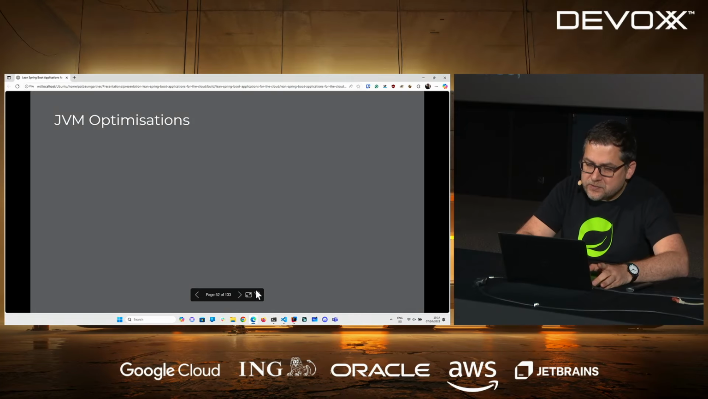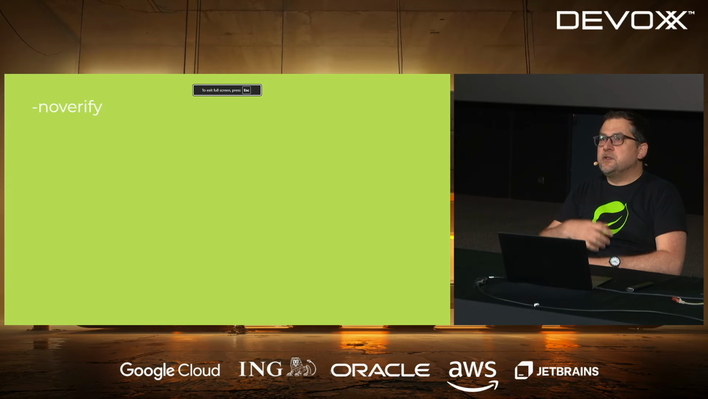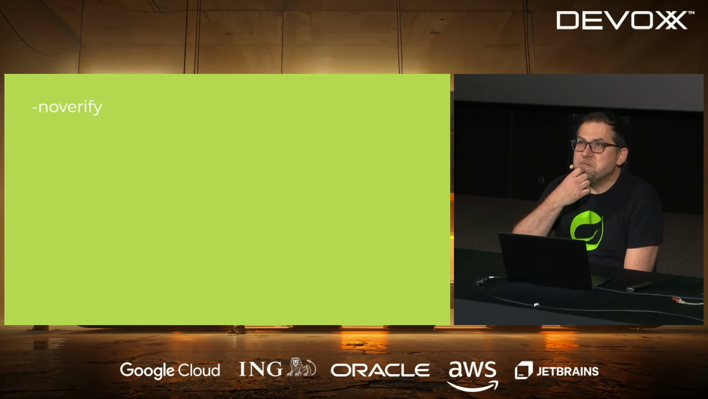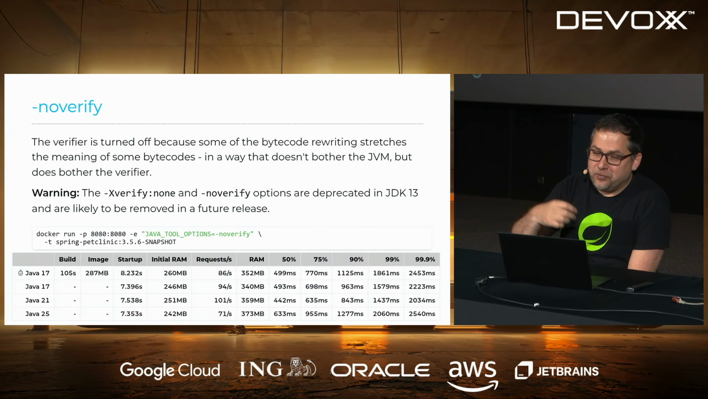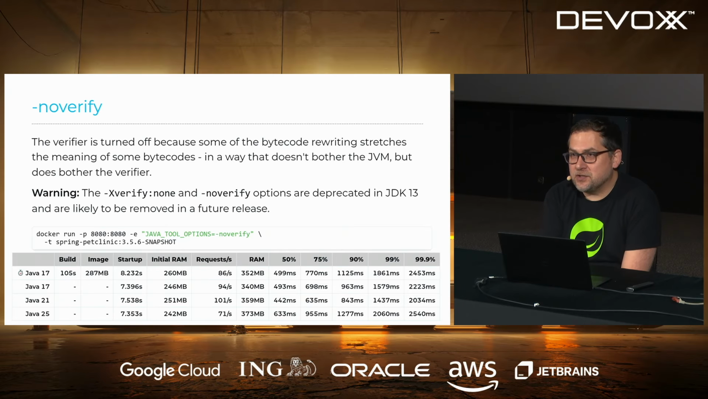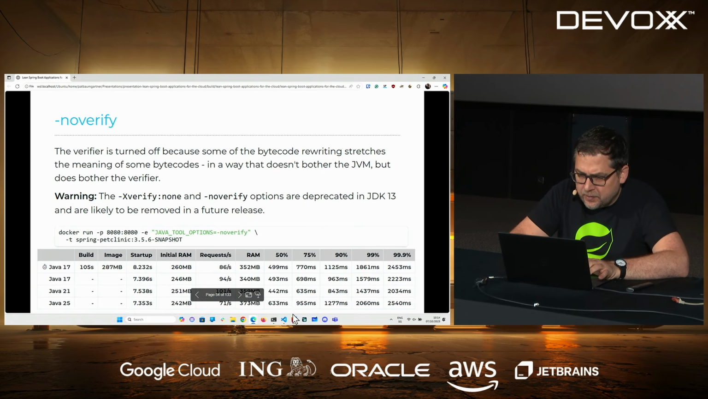So let's have a look at some more optimizations then. You could do some tricks, and one of the tricks could be to use no verify. I know it's an ugly trick because you are basically turning off some validation of the classes loaded. But if you have to be really fast, maybe it's just good enough, right?